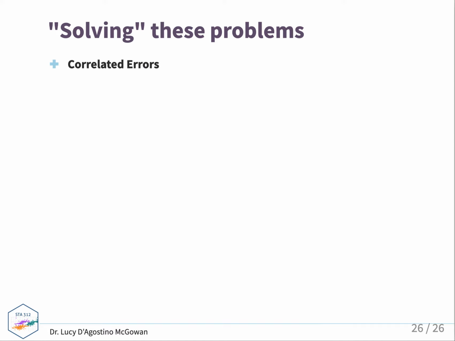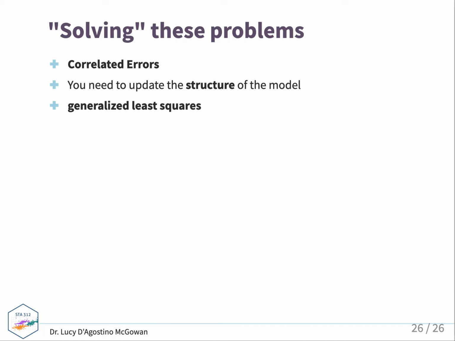All right, correlated errors. I alluded to this, but essentially you need to update the structure of your model, which sometimes means you need to fit a more sophisticated model. One type of model that can help in certain circumstances is a generalized least squares model, and if we have time, we'll talk about that. So we'll talk about weighted least squares and generalized least squares if we have time within this class.